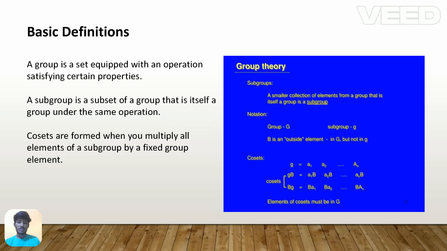Basic definitions. A group is a set equipped with an operation satisfying certain properties. A subgroup is a subset of a group that is itself a group under the same operation. Cosets are formed when you multiply all elements of a subgroup by a fixed group element.